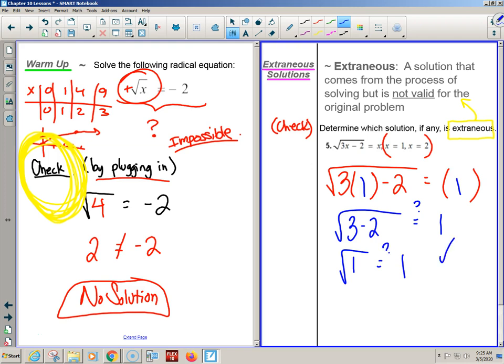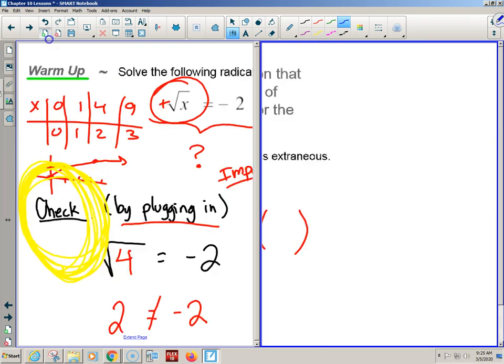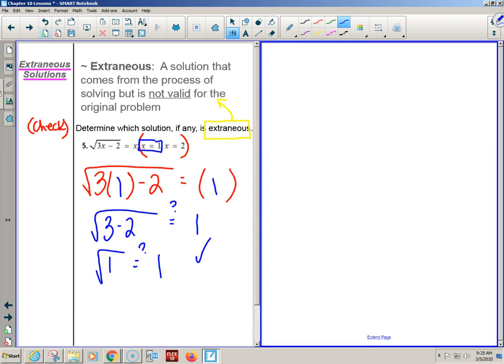So is x equals 1 extraneous? No, he's fine. Box him, he's a part of the answer. Yeah, he's good. We're going to box him if he's good, we're going to cross him off if he's bad. So ready, set, can you guys try? Can you check by plugging in 2?